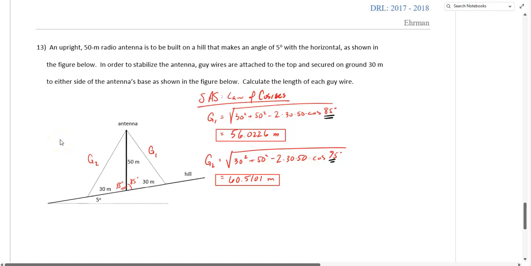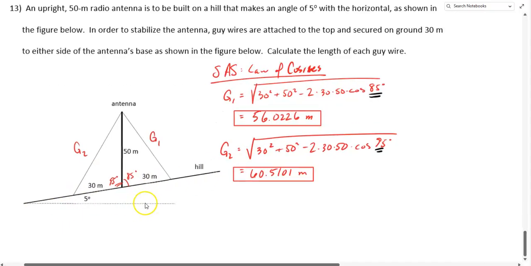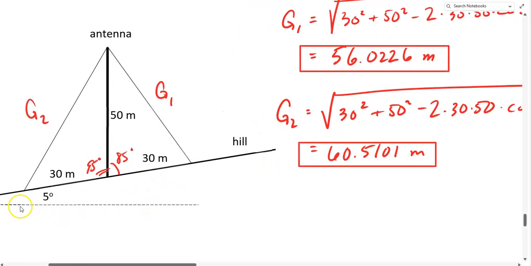Number 13 is real similar to one of the questions we saw in review number 1, except this time the antenna is mounted on a hill. So what's important to recognize here is that the horizontal line is consistent, and if the hill is a 5-degree angle above horizontal, then the interior angle of this left side triangle ends up being 95, while the interior angle of this right side triangle ends up being 85. So 5 degrees less than perpendicular, 5 degrees more than perpendicular.